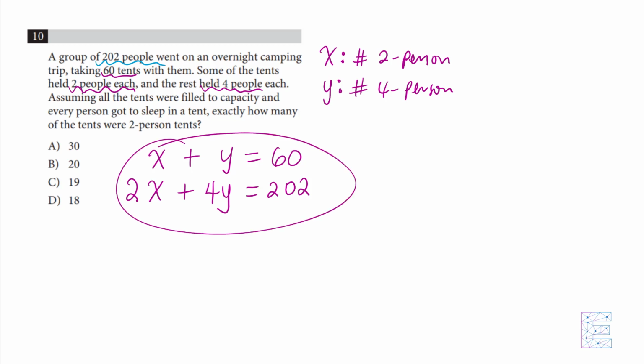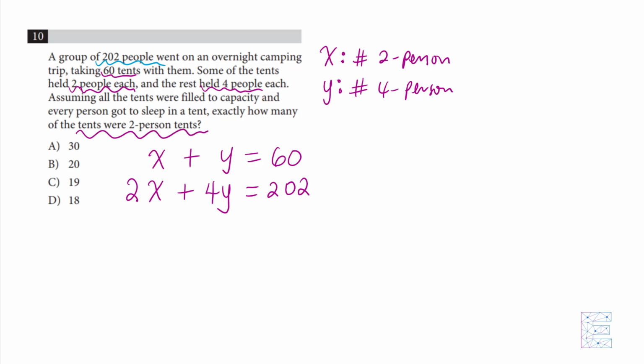Remember, when the system is in standard form like these 2 equations are, we use the elimination method. So that means we have to get rid of either the x's or the y's, and we determine what to solve for based on the question. It's asking for the 2-person tents, so we need to solve for x. That means the y's have to cancel.